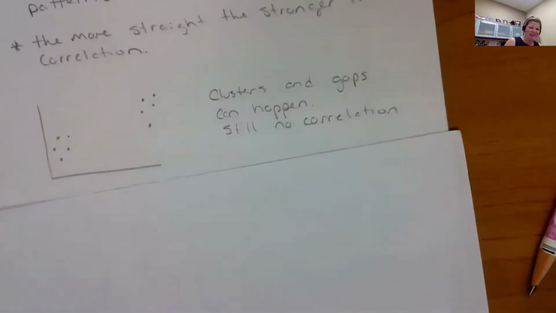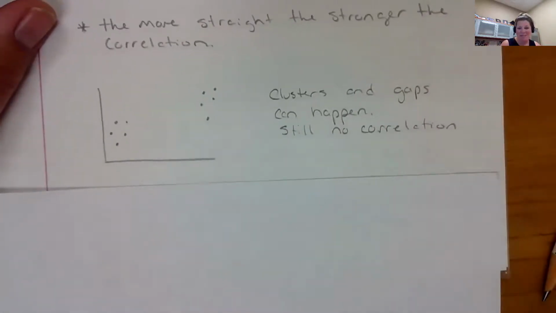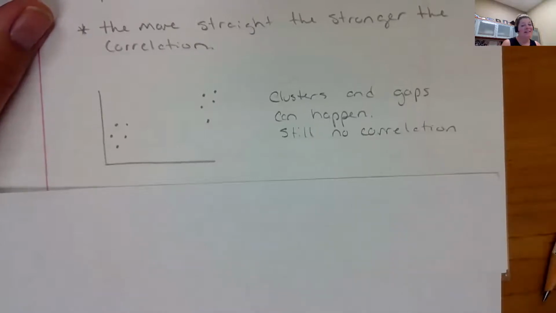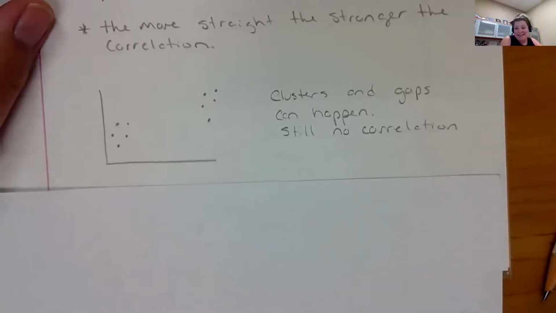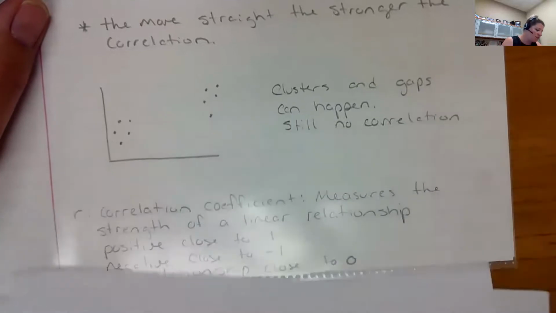The book talks about clusters a little. It's not something you probably have to worry about, but there can be gaps in clusters, and it still has no correlation. That's not really forming a line. It's not forming an x squared or a square root graph. There's really no correlation there.